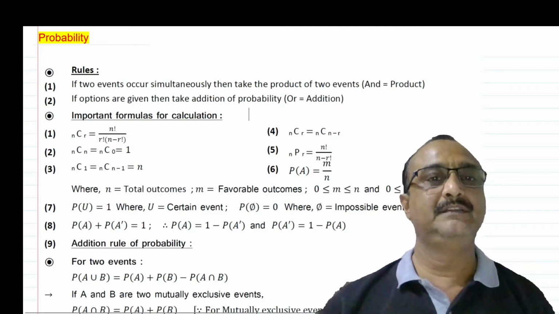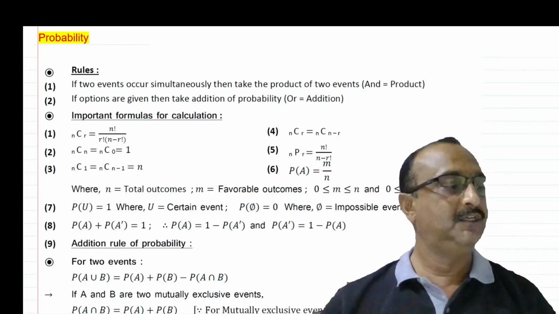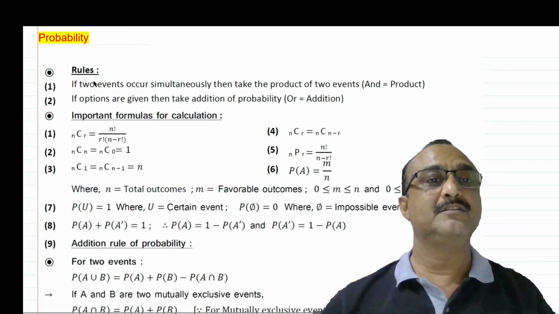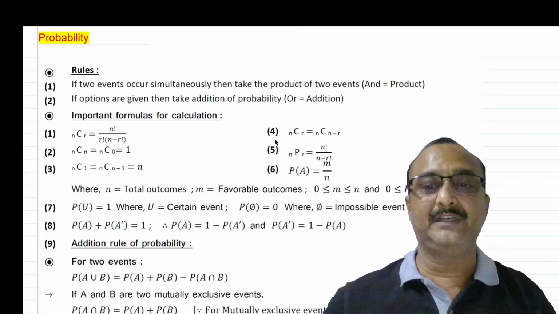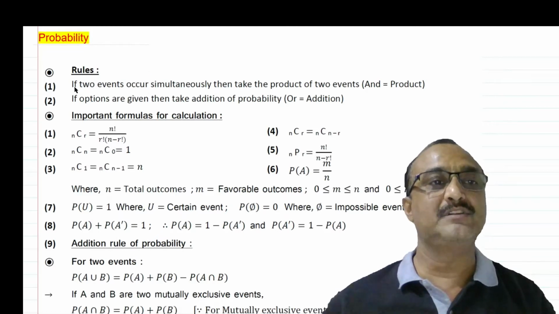Hello everyone. Now in unit number 1, probability, semester 6. Today we are going to learn some rules and important formulas for calculation of probability. First we discuss two rules of probability.